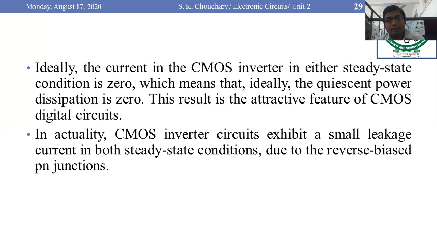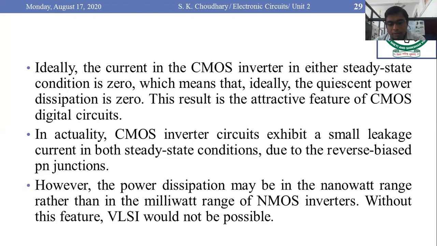In the ideal case, the steady state current is 0. But in the actual case, because of the reverse biased PN junctions, some amount of leakage current is present in both steady state conditions. Okay. However, the power dissipation may be in the nanowatt range rather than in the milliwatt range of NMOS inverters. Okay. So without this feature, VLSI is not possible.